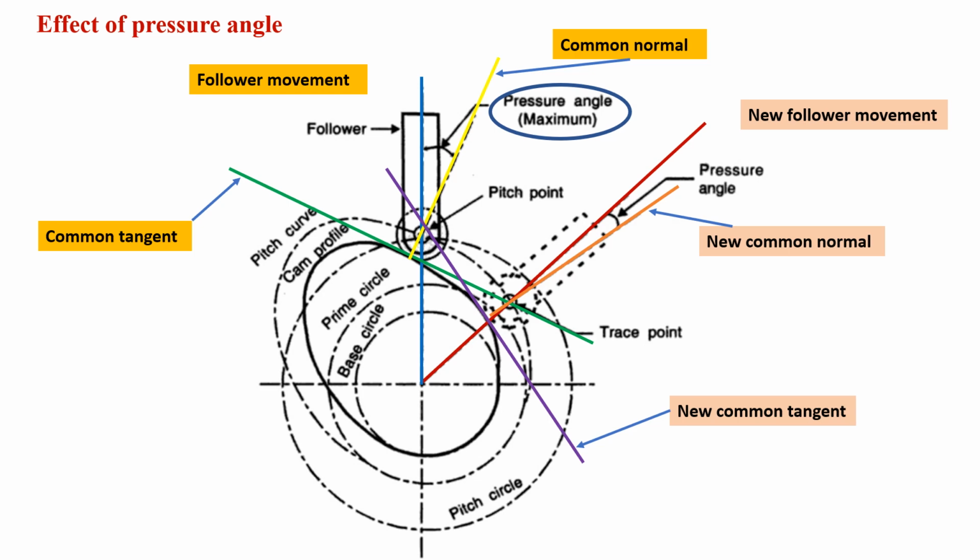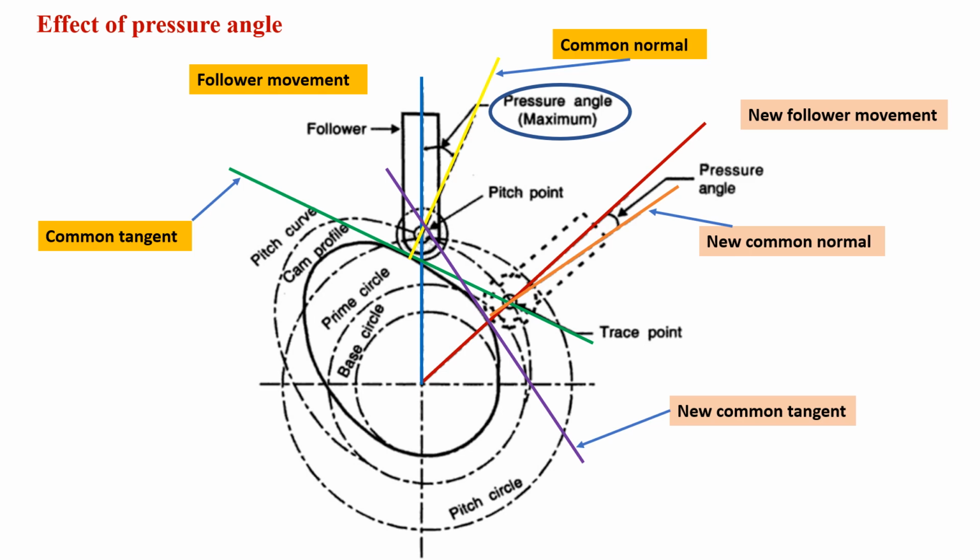Let us now understand how the pressure angle varies from point to point on the cam profile. For the sake of understanding, we will consider that the cam is stationary and the follower moves upon and around the cam. So we are going to take help of kinematic inversion here. Keeping the cam stationary, there is one position of the roller follower when it is absolutely vertical. Its line of movement is along this blue line.